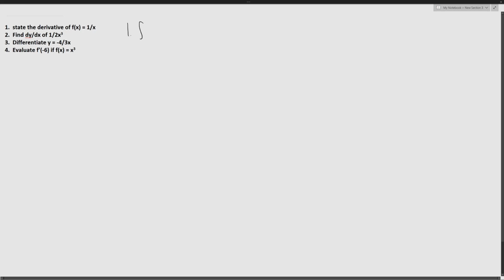So for 1, we know that f of x is equal to 1 over x. Since we need to find the derivative, we need to use the first principle, and that is the following. F prime of x, try to use the same notation you were given in the question, is equal to the limit as h approaches 0 of f of x plus h minus f of x, all divided by h, right?